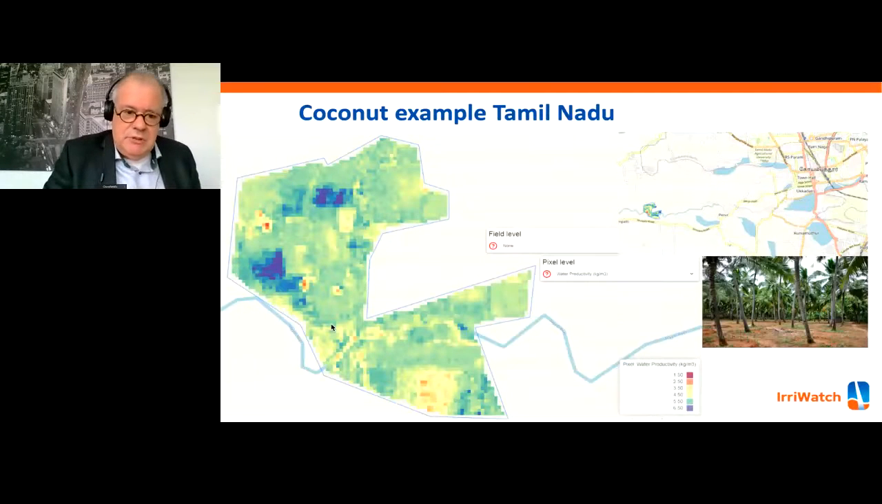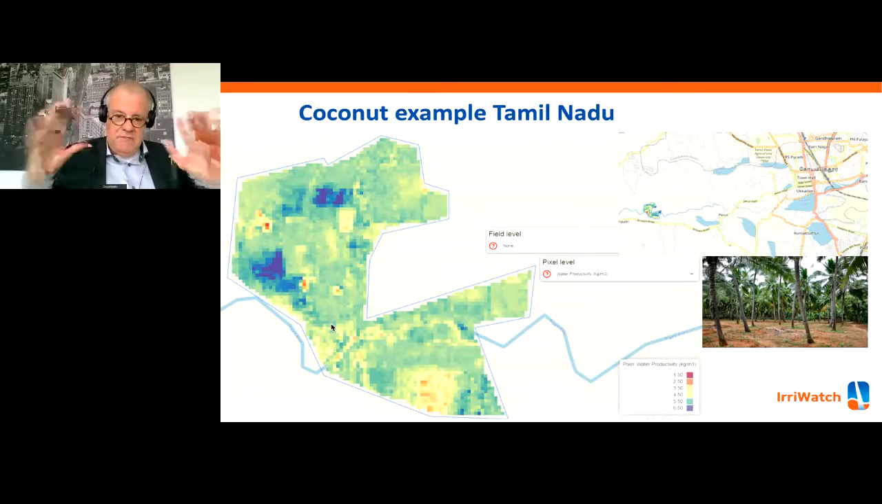Here's an example from Tamil Nadu on coconuts. So IRRIWatch is here also calculating the water use, the amount of water they apply, and also coconut production. And here in the very dark blue, you see all the parts of the plantation that have a very high water productivity, but also you can see in yellow the places that have a low water productivity. So even within a single field or single plantation, we see differences. And we have to help the growers to understand this and to improve this. Next.